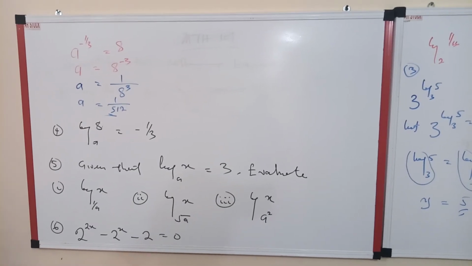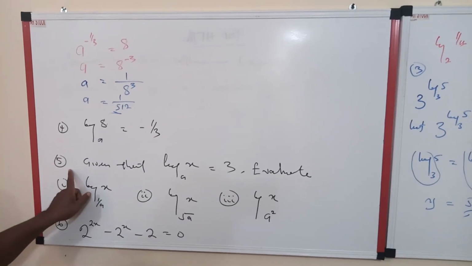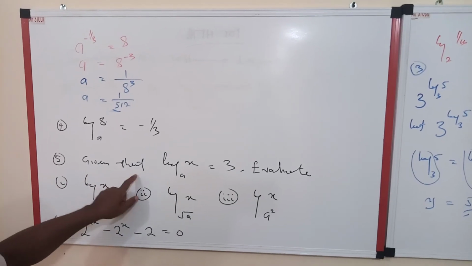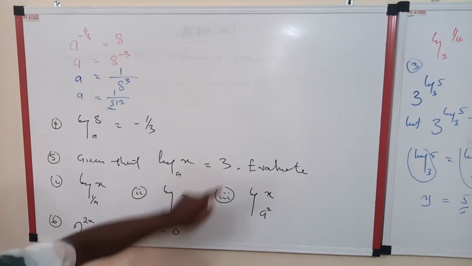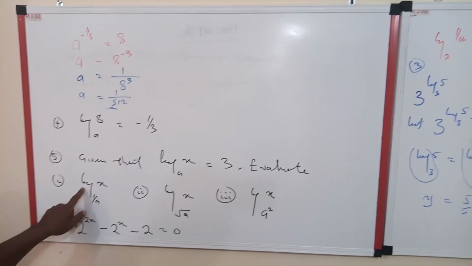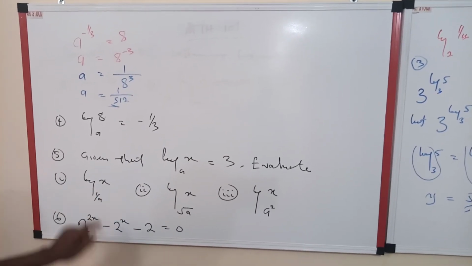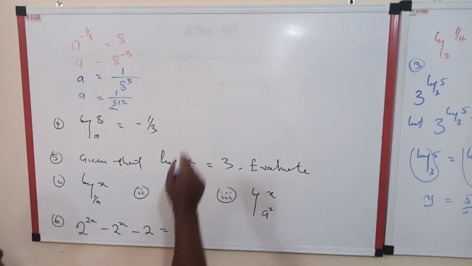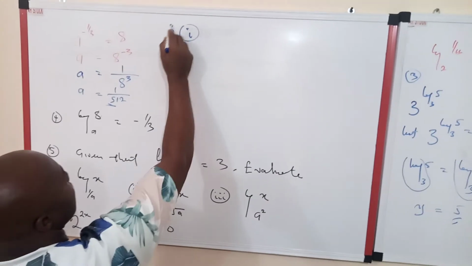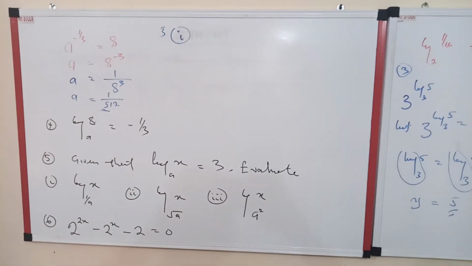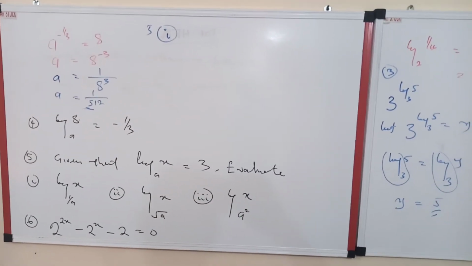The next case that I want us to look at is question number 5. And in question number 5, we are given that the log of x in base A is equal to 3, and we should evaluate the log of x in base 1/8. And this is also pretty simple. This is also straightforward.